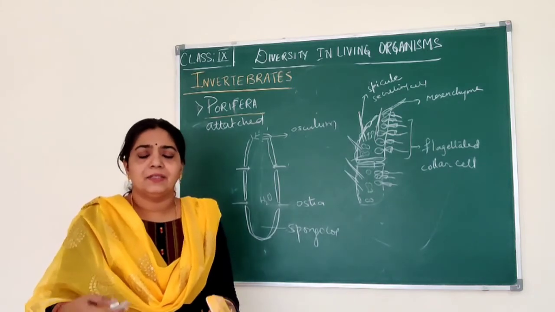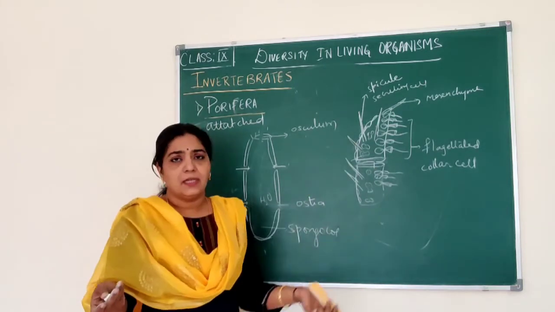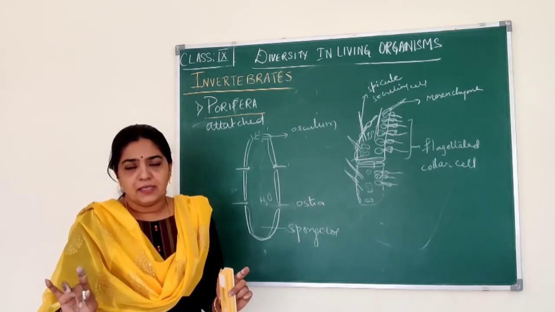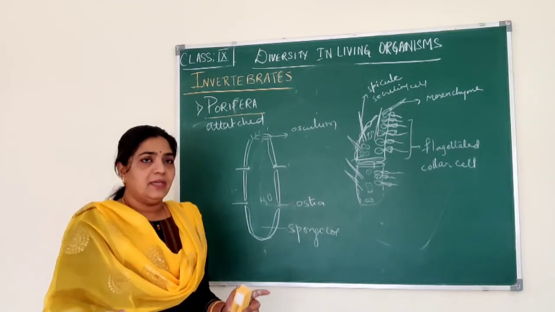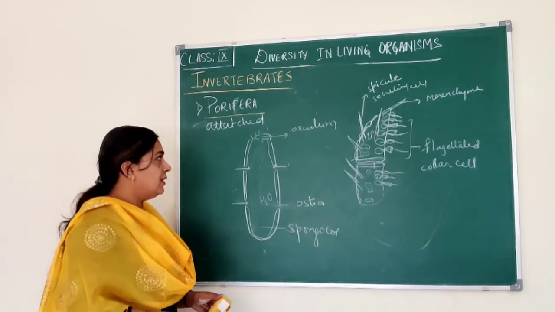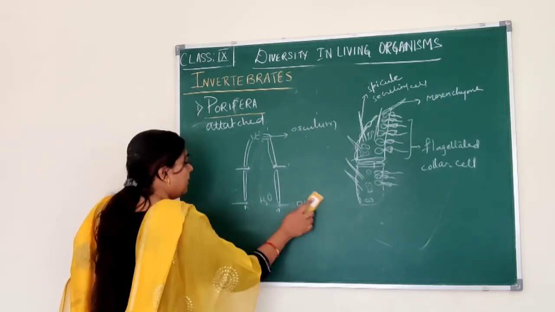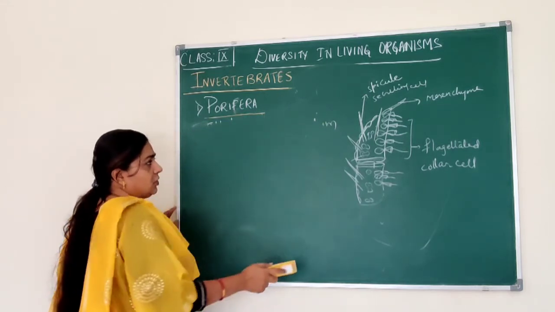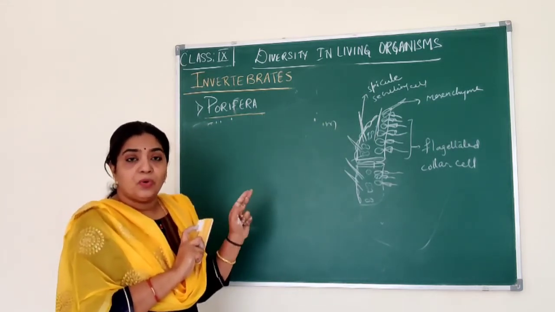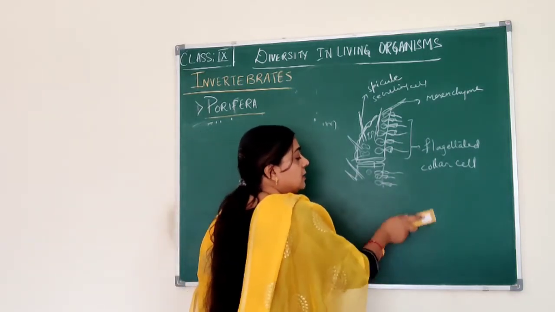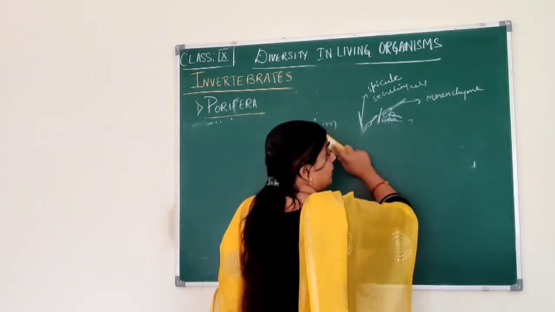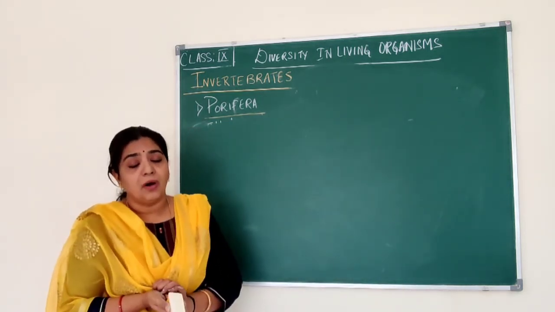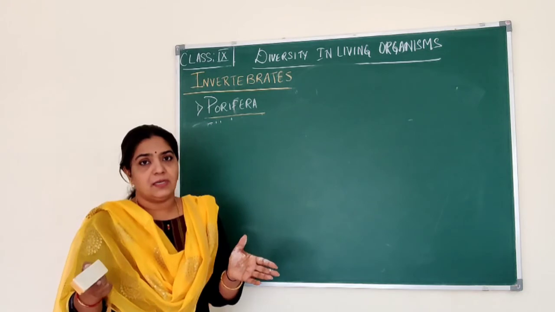They digest, and these cells work independently. So they show cellular level organization. This much, if you learn, is more than enough. I hope you understood. So from Porifera, we see cellular level organization. We know protozoa are organisms made up of a single cell. Proto means first, and zoa means animals. They are the first animals.